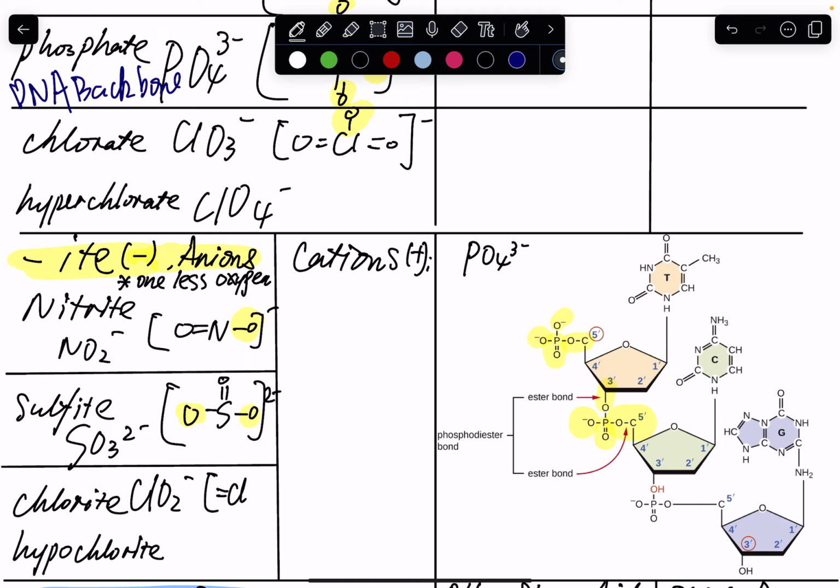So Cl double bond to O is always neutral. And then this oxygen is doing the negative, okay? Negative net charge. All right.